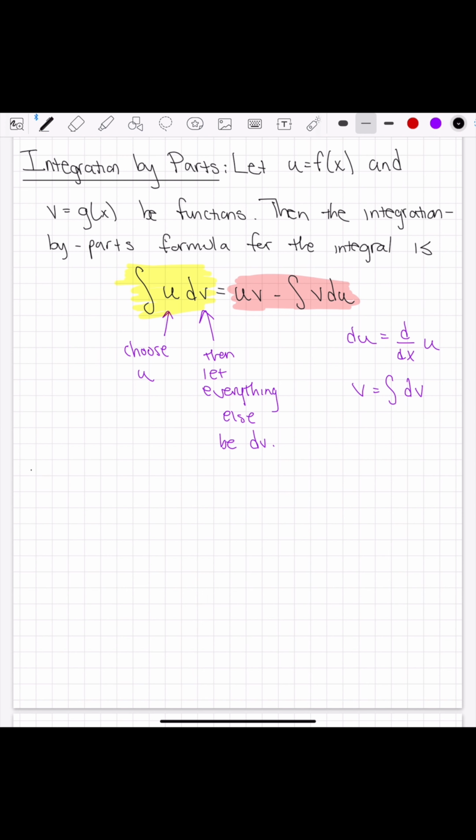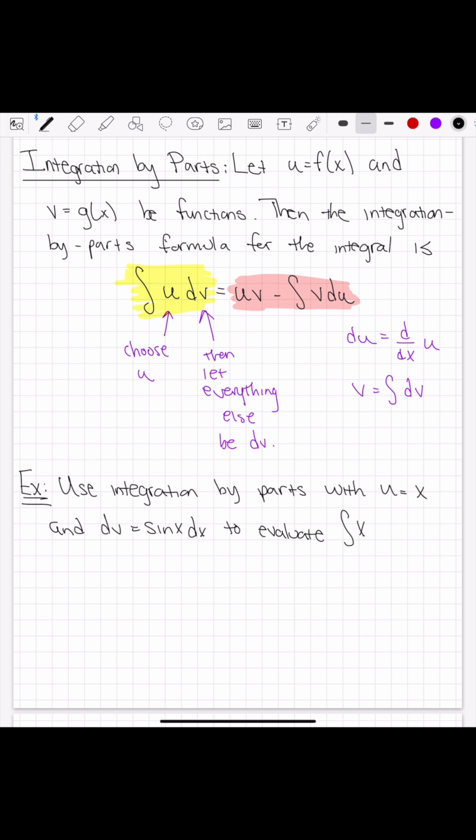So let's do an example. Use integration by parts with u equals x and dv equals sine x dx to evaluate the integral of x times sine x dx. So the one we couldn't do earlier. So we're letting u be x. Then the derivative of u, the derivative of just x, is 1 dx, which is just du is dx. And we're also letting dv be sine of x dx.